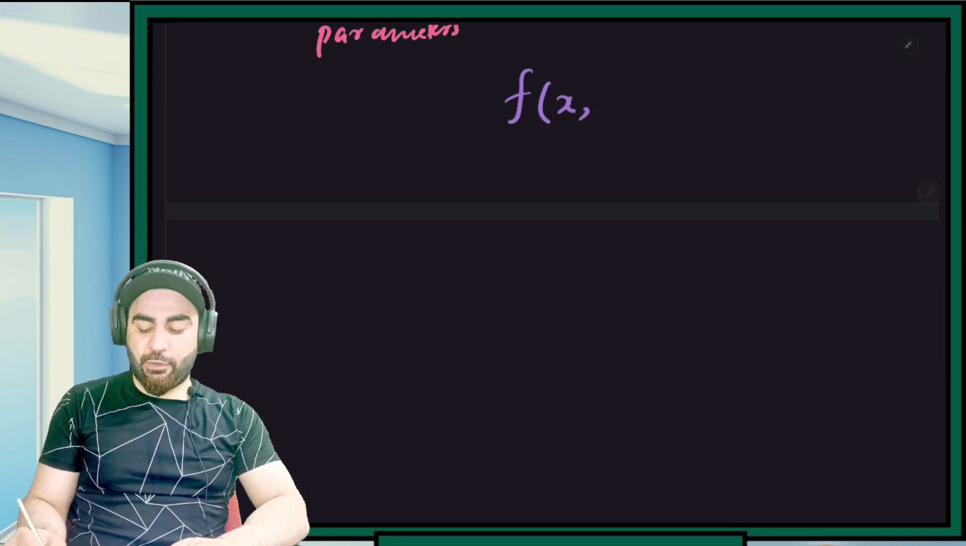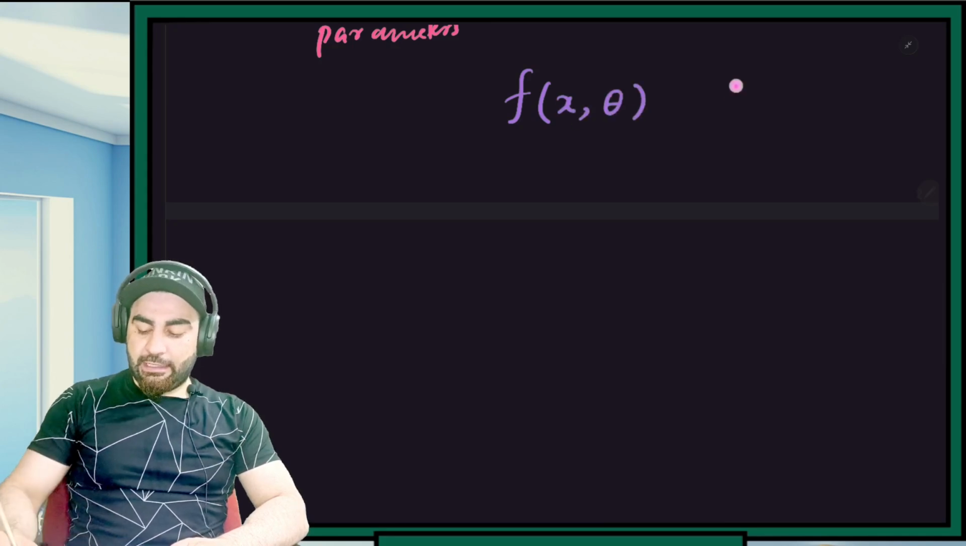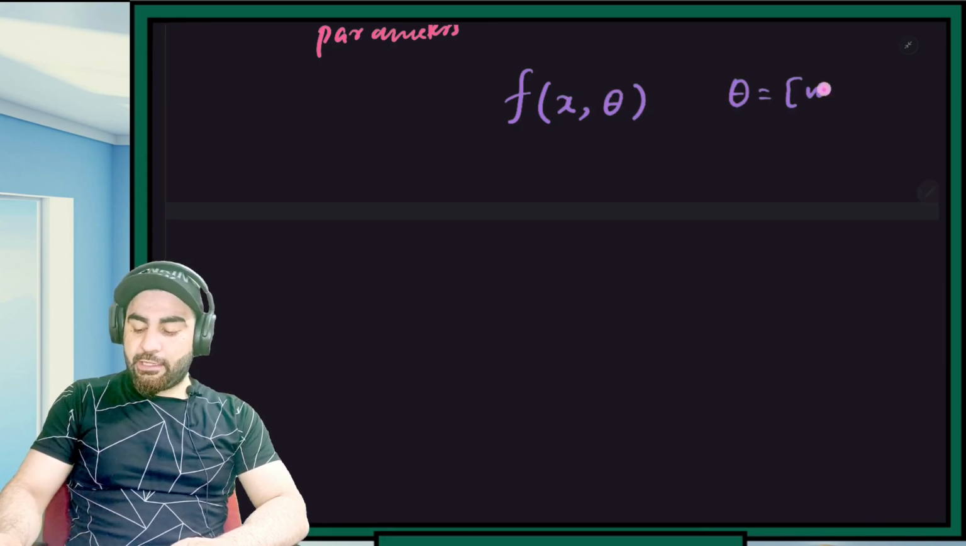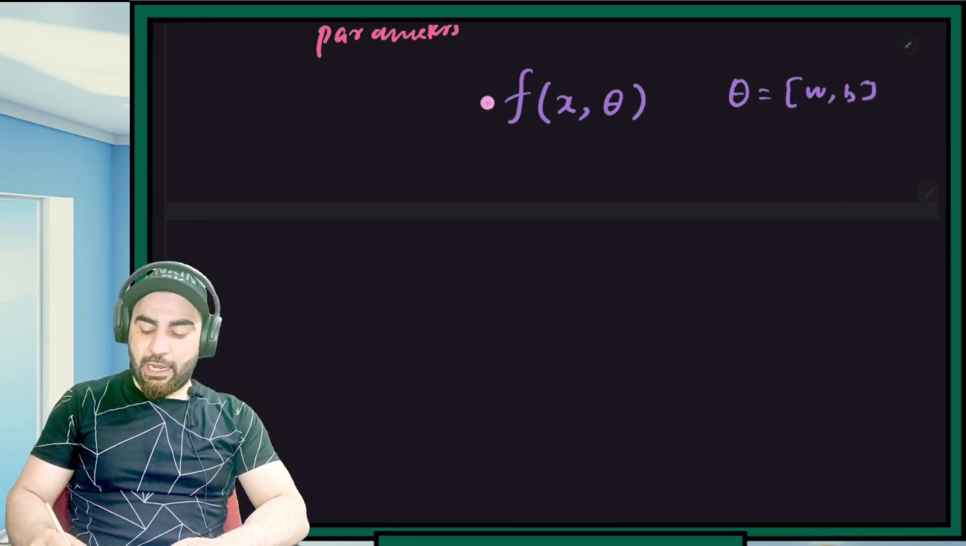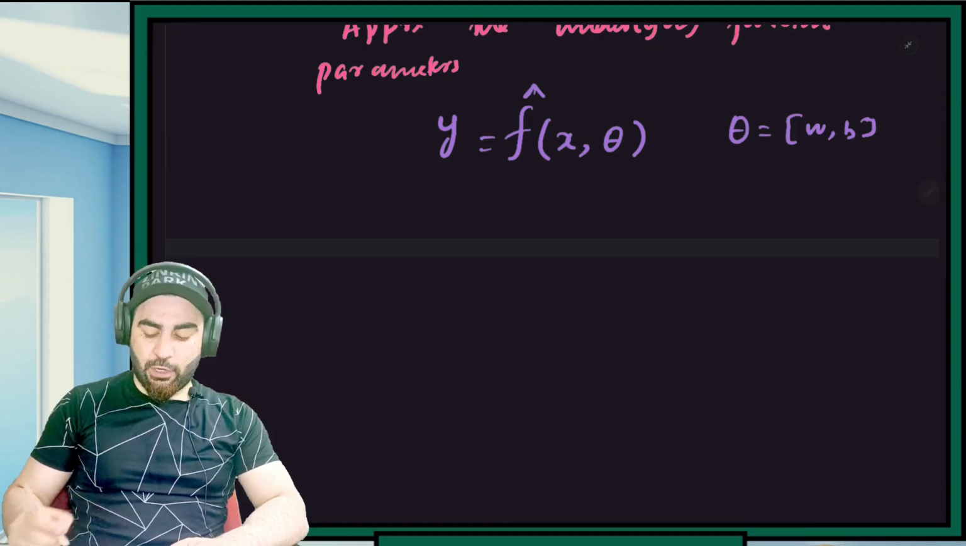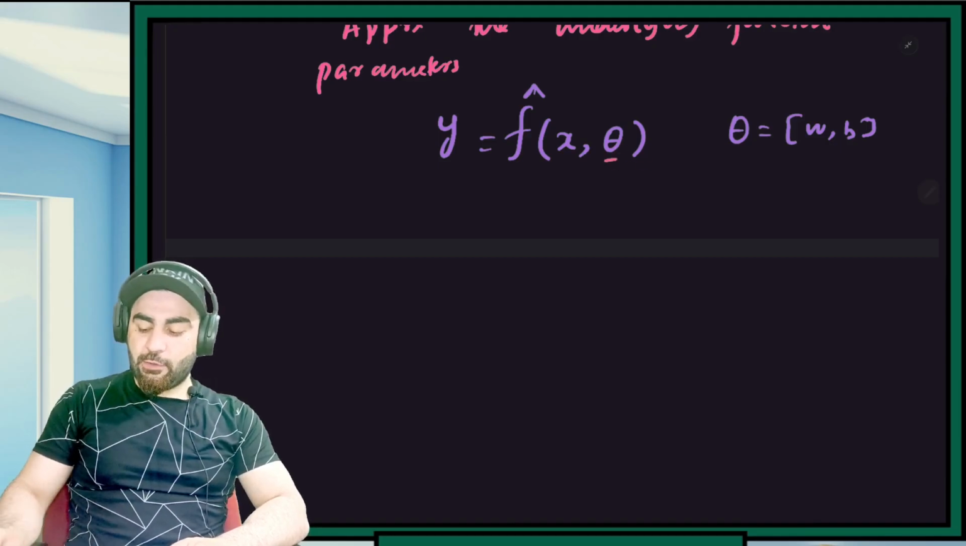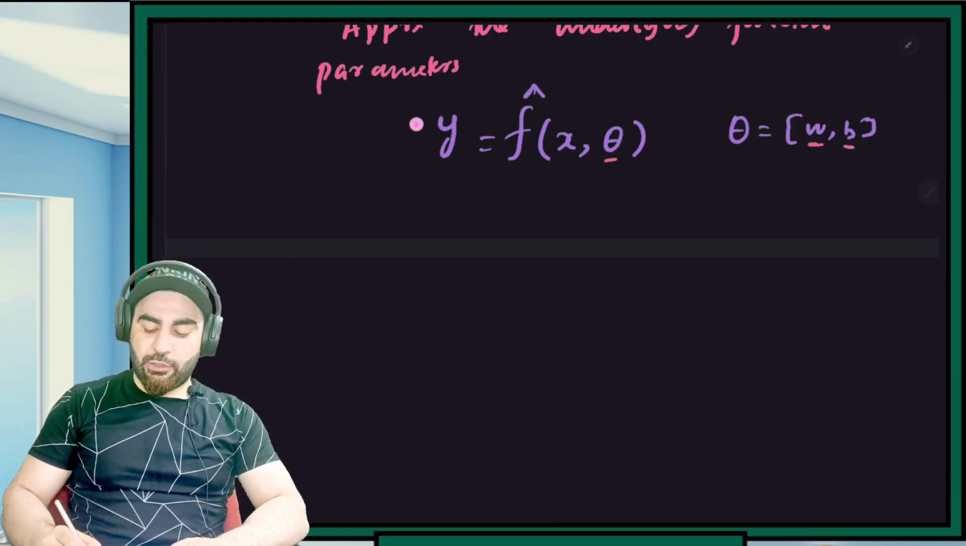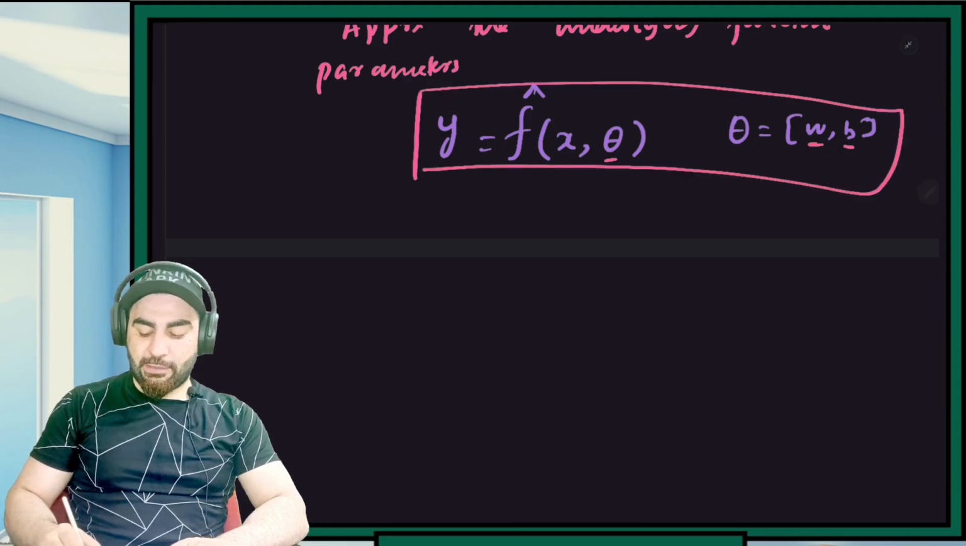We'll get some input, and there will be some parameters theta, and this theta will be these weights and biases. Okay, and this is the function with the help of which we will predict, and this is what we call our model. Once we find these thetas, these weights and biases, this will be our model. So I can call this my model.